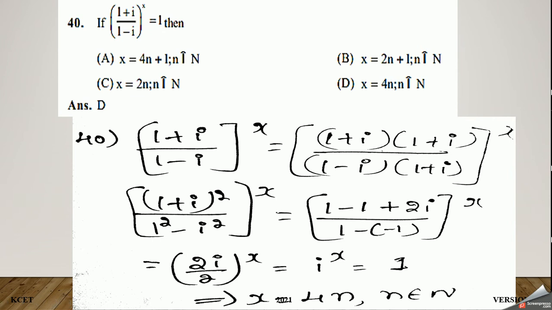i to the power of 4 is 1, or for all the multiples of 4, you are going to get the result as 1. So i to the power of 4n, you are going to get it as 1. So option D is the answer.